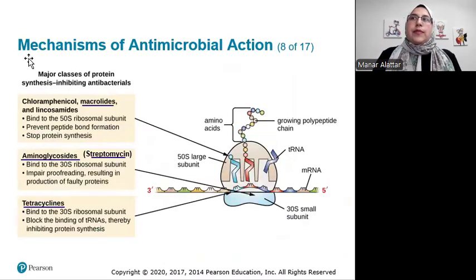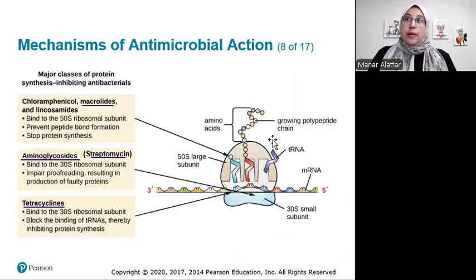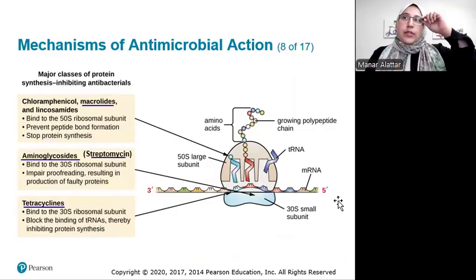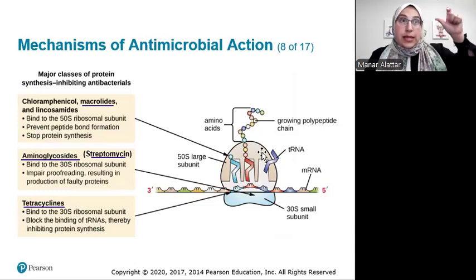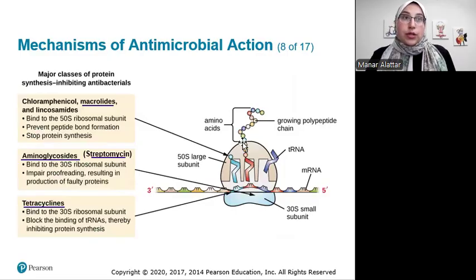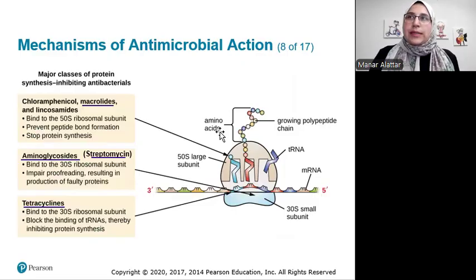So what are some of the mechanisms of action for inhibiting protein synthesis? Remember that we have two subunits, a larger subunit and a smaller subunit. In a prokaryote, that's going to be 50S and 30S. Then you have your mRNA, which moves through that. You have a number of different antibiotics, including macrolides, that will bind to the 50S, the larger subunit, and prevent the peptide chain that's forming out of that larger subunit from continuing to be built. In that way, it stops protein synthesis.